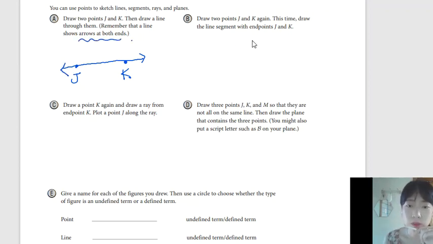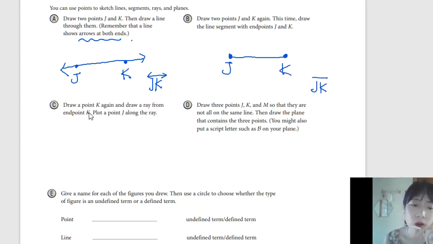B, draw 2 points J and K again. This time, draw the line segment with endpoints J and K. Can you do it? Endpoints J and K. So these two are endpoints now, which makes this a line segment, J and K. If you were to write them, you're going to use arrows like this, J and K. If you were to write them in a sentence, these are the representations.